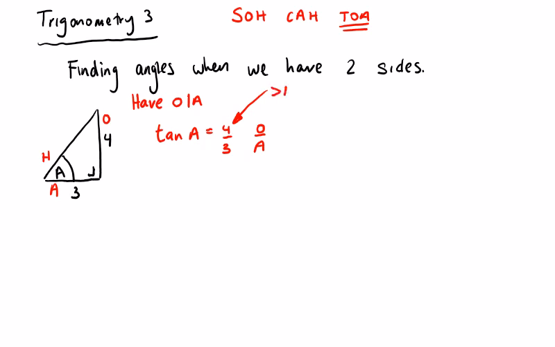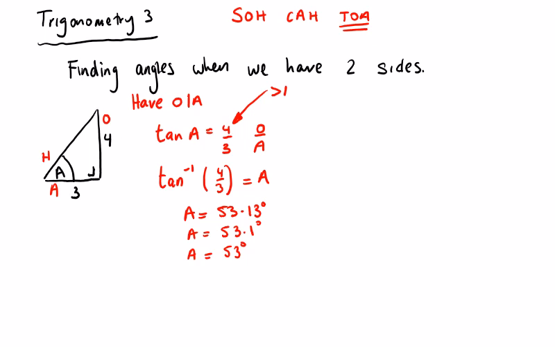So on your calculator, you would type in the inverse tan of 4 over 3, and that would give you the angle A. And your answer would be A is equal to 53.13 degrees, which would be to one decimal place 53.1 degrees, and to the nearest whole number 53 degrees. Just read the question carefully and see what they're asking you.